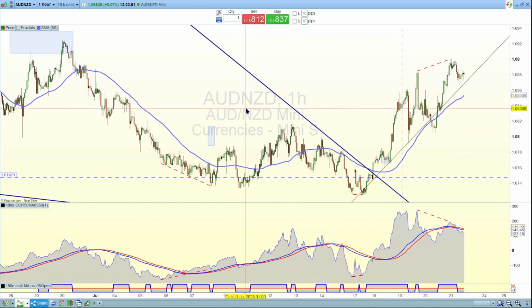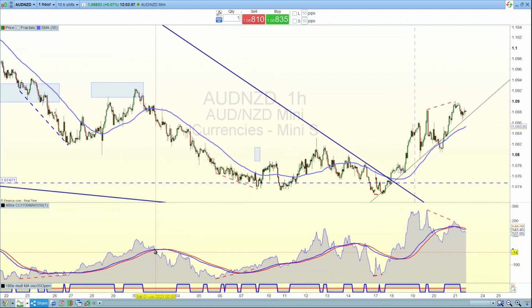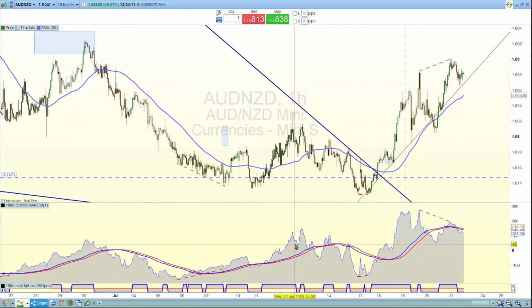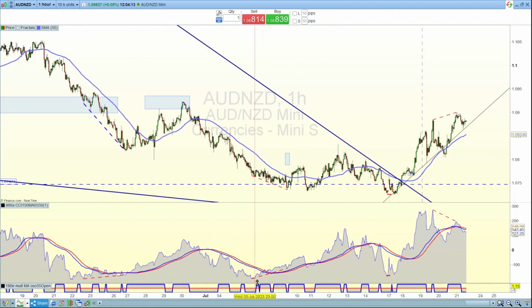So each of these charts is on the hourly time frame, but you can apply this to any time frame. What I'm looking at here is the CCI 150 with a 50 moving average applied to it, as well as the price chart with a 50 moving average. Now generally this CCI 150 tracks very closely with the price chart, and on occasion it diverges, and that's where we look at these little divergences.